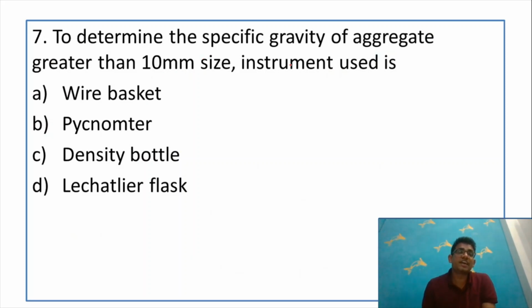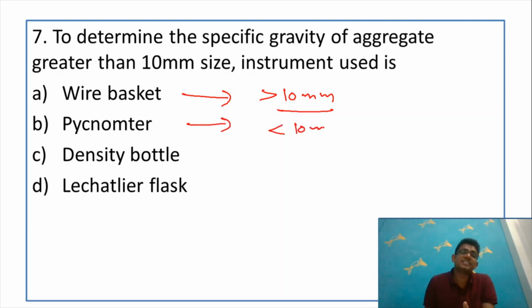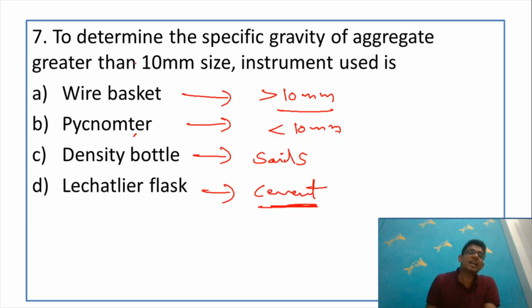Next one. To determine the specific gravity of aggregate greater than 10 mm size, instrument used is. So basically we use different types of instruments to measure the specific gravity. The wire basket is used if the size of the aggregate is greater than 10 mm. If the size of the aggregate is less than 10 mm, then we use the pycnometer. The density bottle is used generally in case of soils, and Le Chatelier flask is used to determine the specific gravity of the cement. So they are asking for the specific gravity of aggregate size greater than 10 mm. What will be the answer? Wire basket will be the answer.